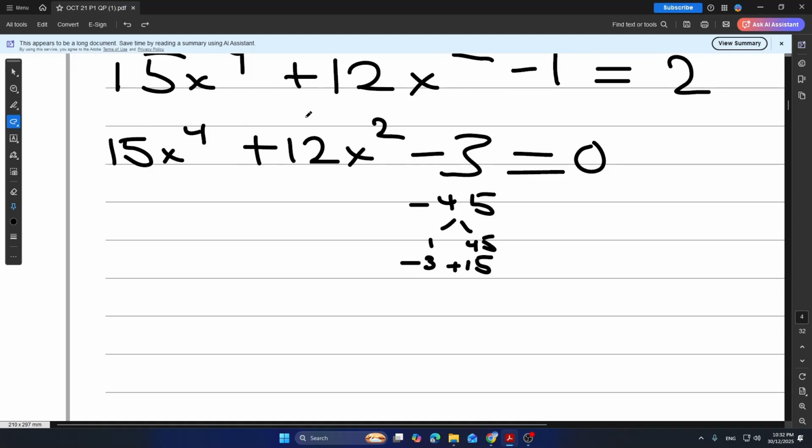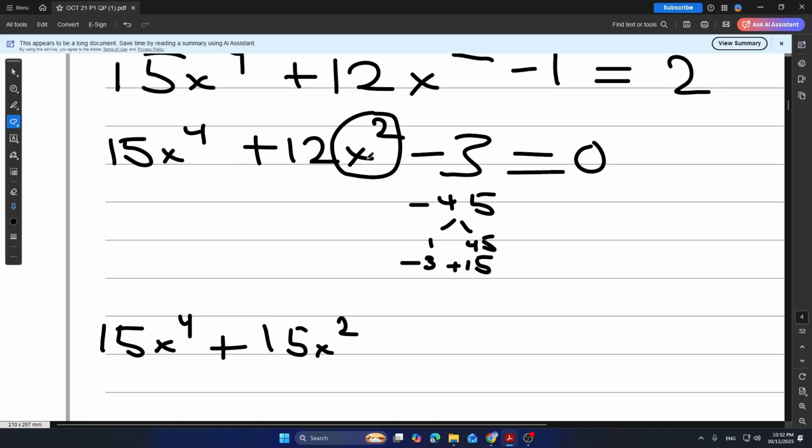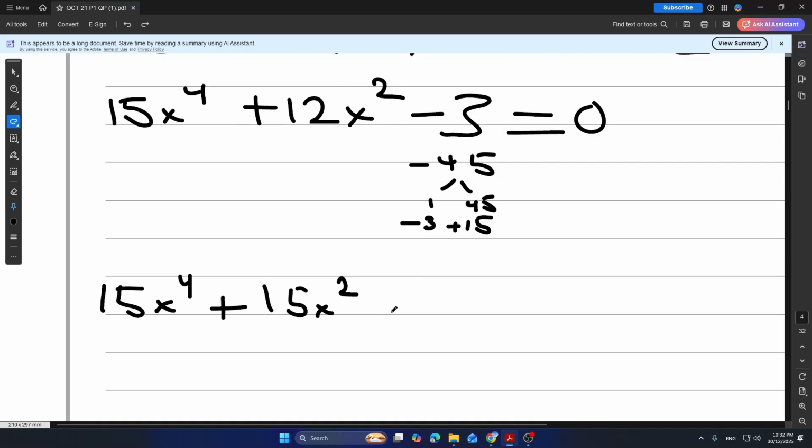Instead of writing plus 12x squared, we're going to write 15x to the power 4, and we're going to write plus 15x squared. Since this is x squared, we will use this as x squared. Plus 15x squared minus 3x squared, and this is a minus 3, equal to 0.